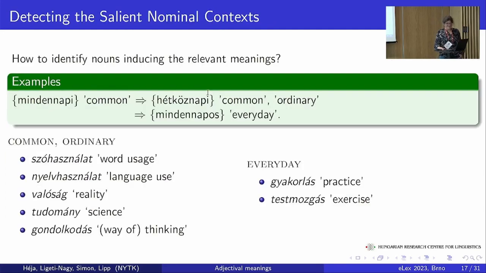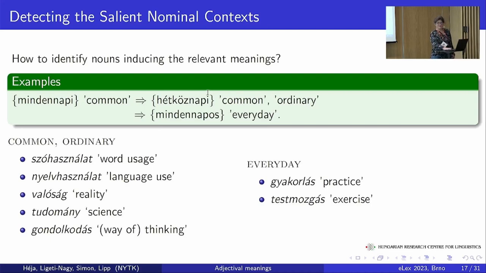So the next task is to detect the salient nominal context. Here is another example. Here is the Hungarian adjective mindennapi, which can be translated as common, with two meanings. One meaning refers to common or ordinary, while the other meaning refers to everyday. And we found that words related to language, such as word usage and language use, or to science, like reality, science, or way of thinking, are inducing the first sense, while regular activities like practice and exercise are inducing the second sense.